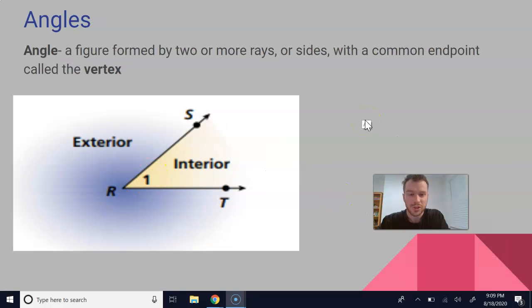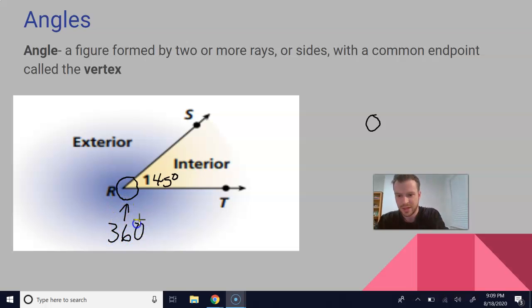The unit for the measure of an angle is degrees. Not like temperature, but we're actually talking about a part of a circle. So you'll often see an arc on the interior of an angle to represent how much the measure is. I'm just going to guess that this is about a 45 degree angle. So if I continue that arc around the interior, that makes a complete circle. And you may know that a whole circle is 360 degrees. So basically, angles are a part of a circle.